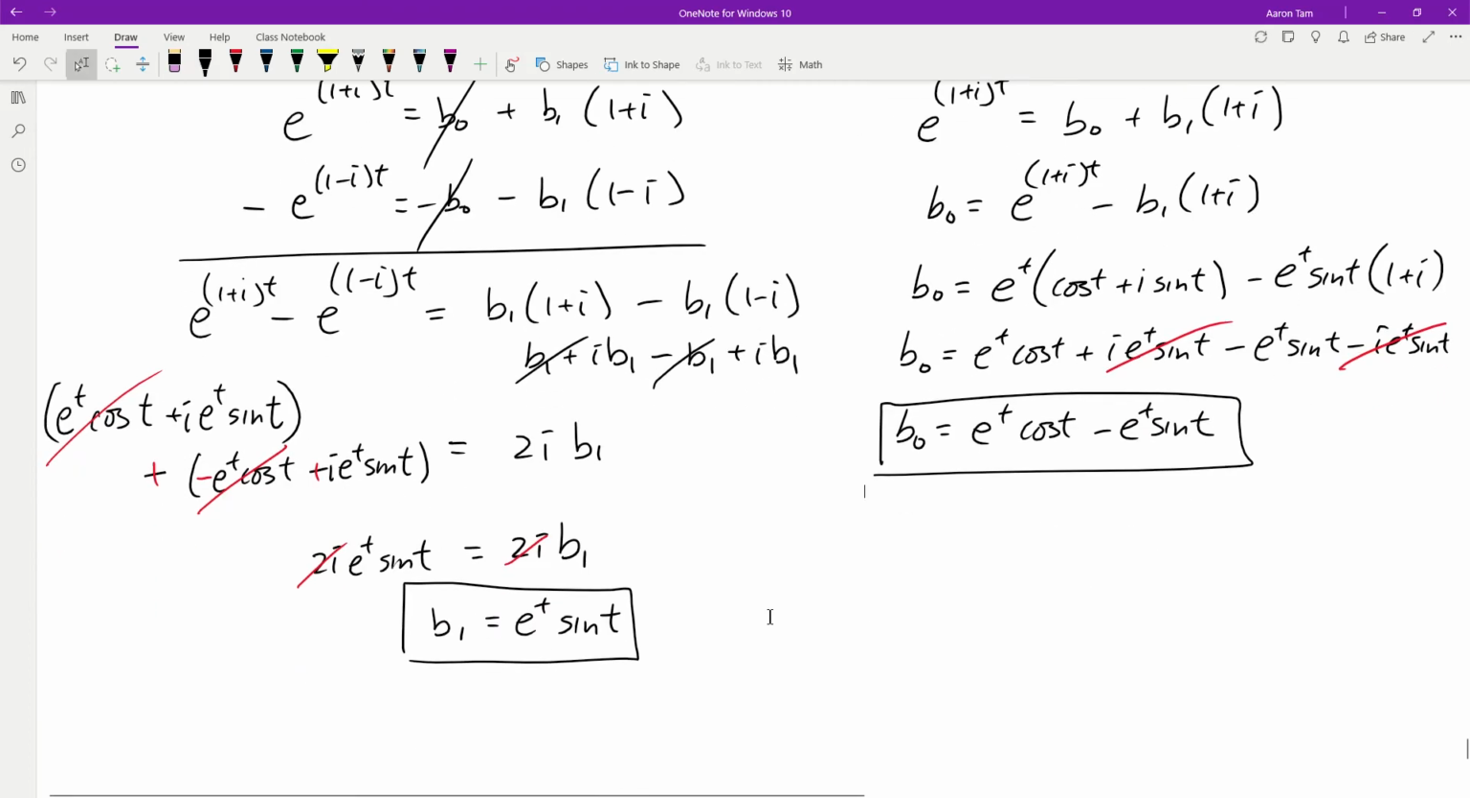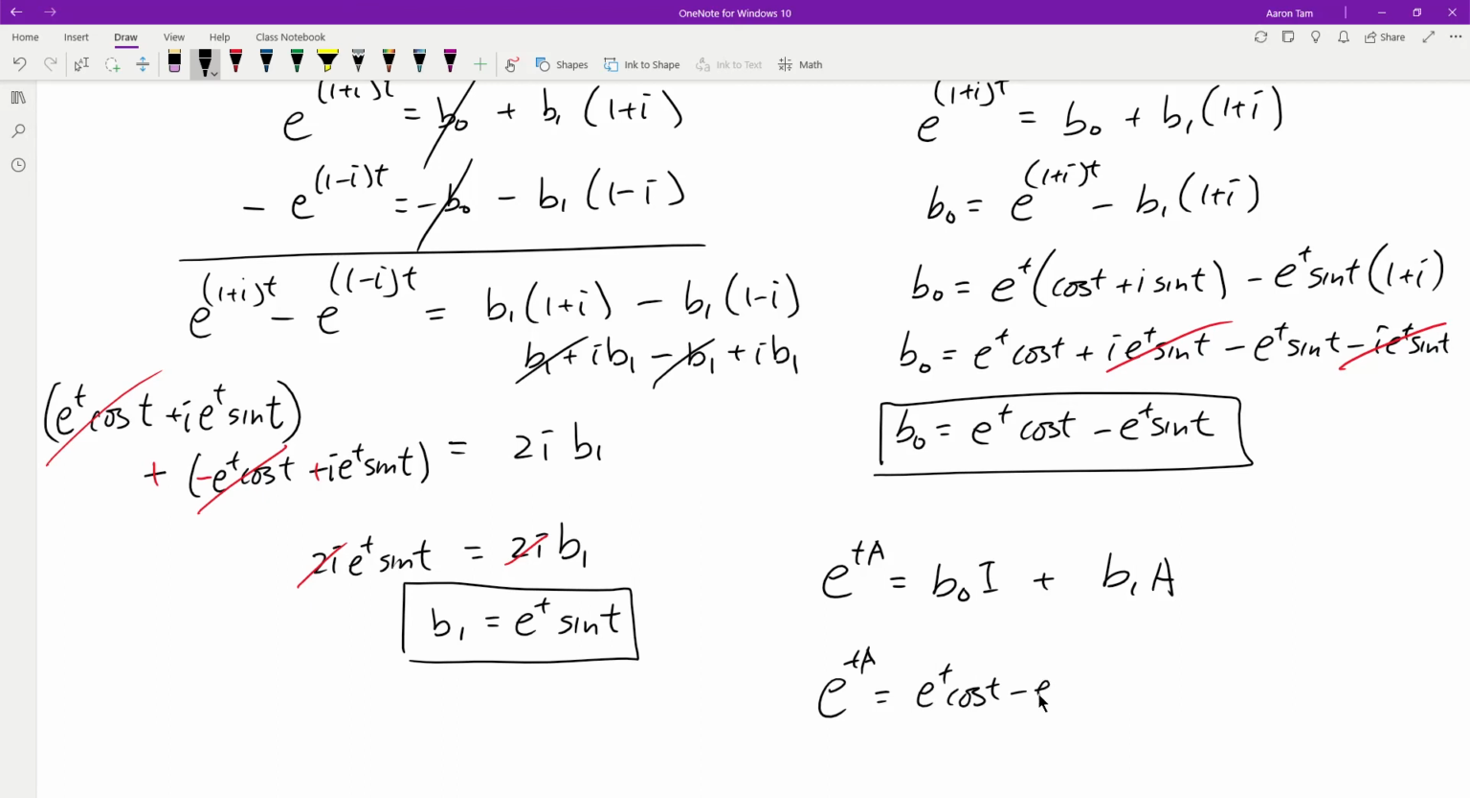So now with these two things together, I can put e to the t A together. That will be b sub 0 I plus b sub 1 A. So therefore, e to the t A would equal e to the t cosine t minus e to the t sine t multiplied by the matrix 1 0 0 1, plus e to the t sine t multiplied by the matrix 1 negative 1 1.